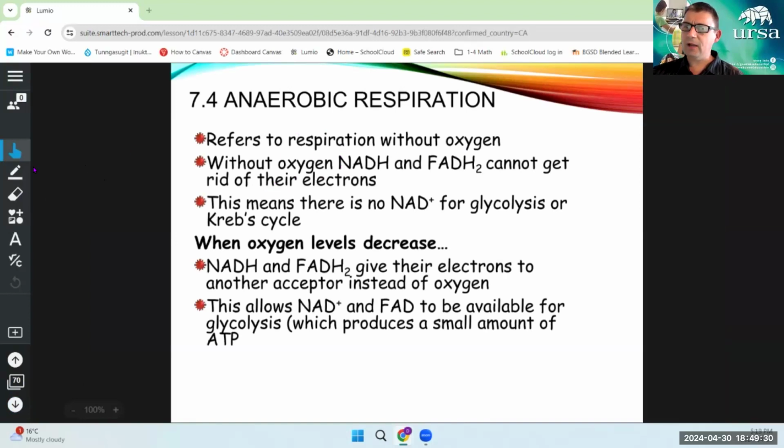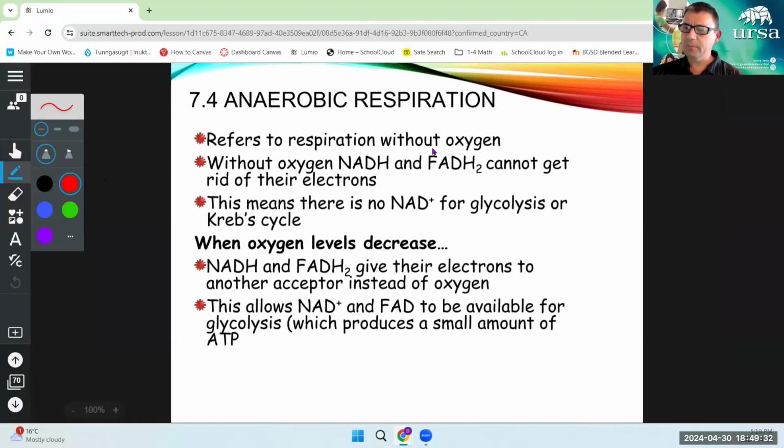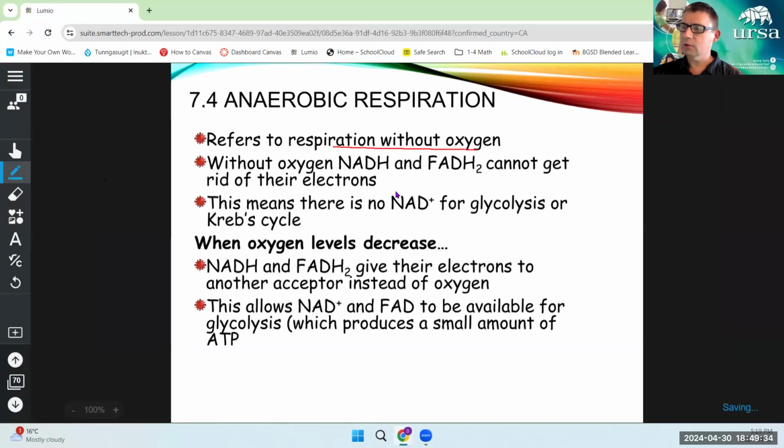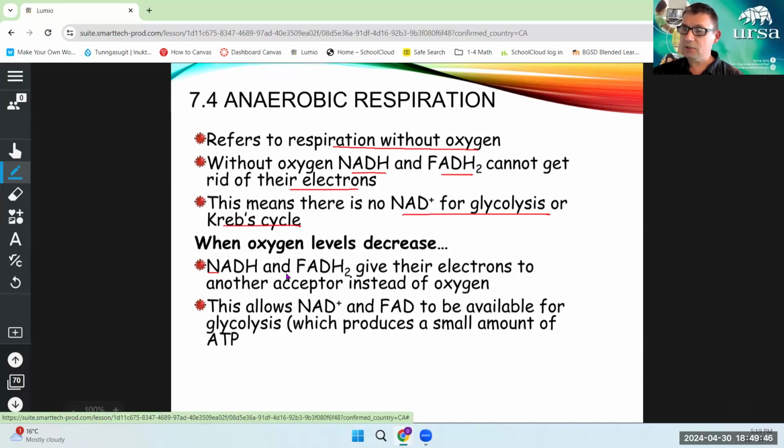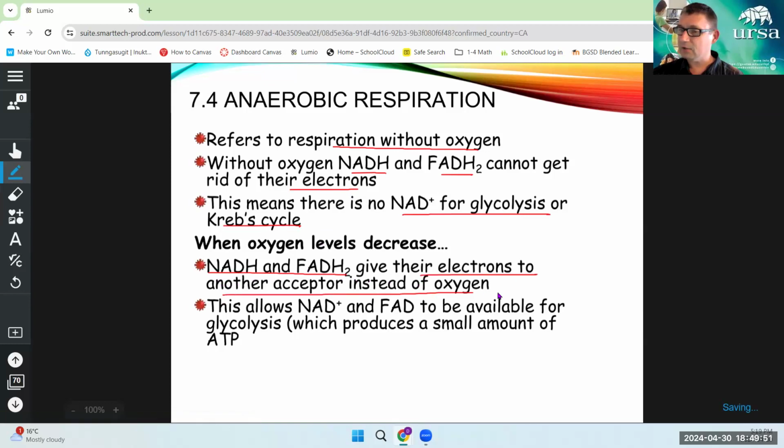So if you're looking at anaerobic respiration, anaerobic means without oxygen. With no oxygen, NADH and FADH2 can't get rid of their electrons, remember. As a result, no NAD for glycolysis or the Krebs cycle. So what happens? Well, NADH and FADH2 have got to get their electrons to something else instead of oxygen. And if they're able to do so, this makes NAD and FAD available for glycolysis, which can allow energy production to continue.